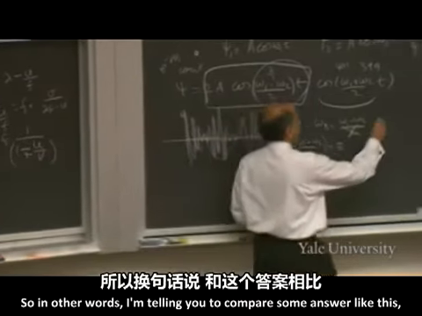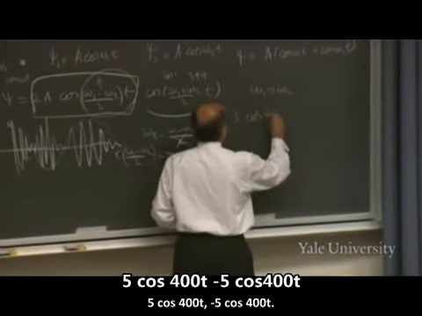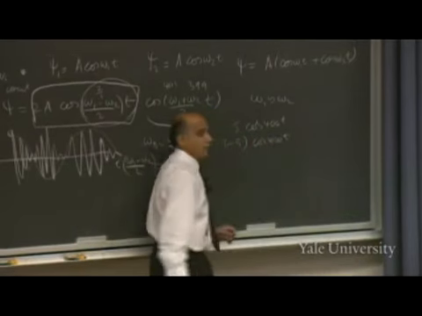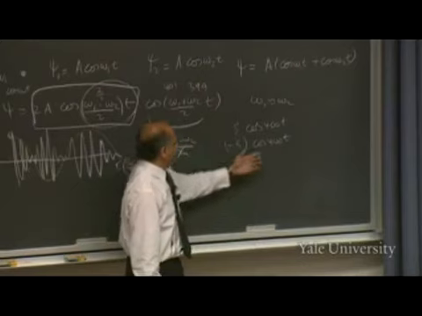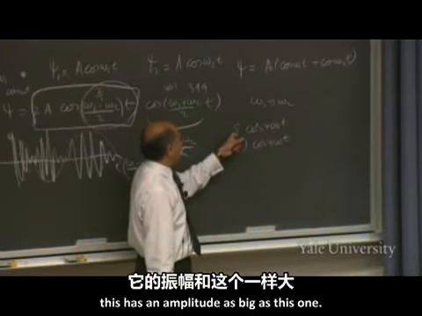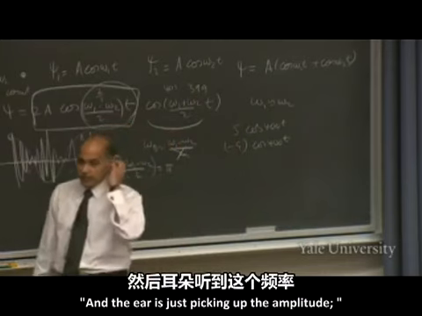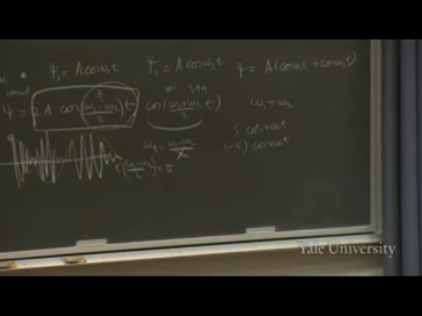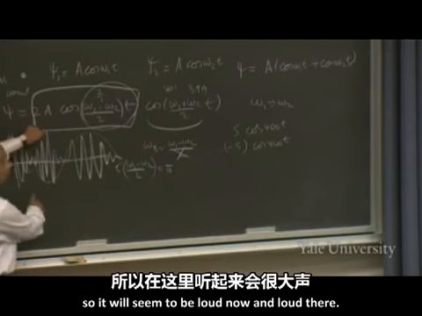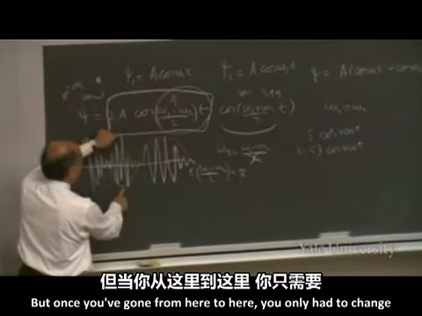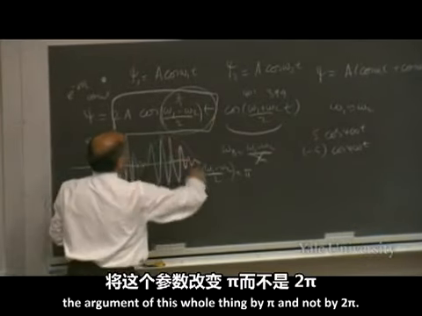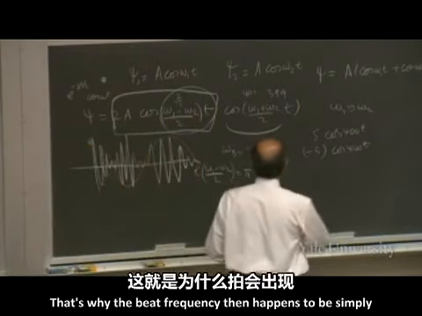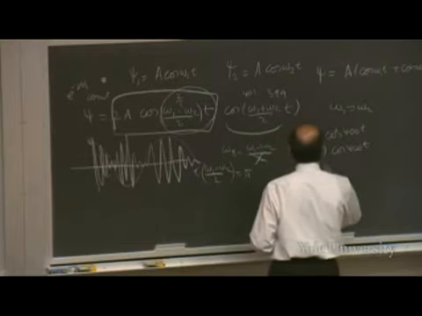So in other words, I'm telling you to compare some answer like this, cos 400t, and minus 5 cos 400t. Plot this and plot this, you'll find if 400t is very rapid oscillations, this has an amplitude as big as this one. And the ear is just picking up the amplitude. Ear is not picking up anything else. Ear is just picking up the loudness of the sound, so it will seem to be loud now and loud there. But once you got from here to here, you only had to change the argument of this whole thing by pi and not by 2 pi. That's why the beat frequency then happens to be simply the difference in frequencies.